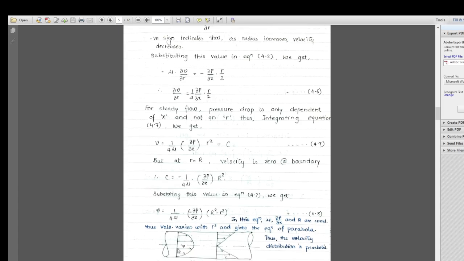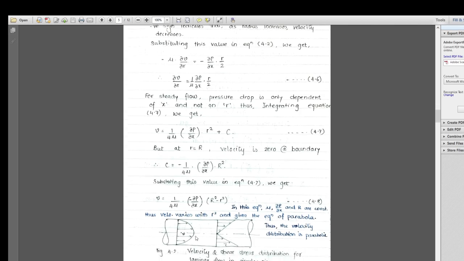So at the center, we know that small r is equal to 0, so the maximum velocity will be at the center. And at the walls, r is equal to capital R, so R square minus r square will be 0. So at the walls, the velocity will be 0. The velocity is 0 at the boundaries of the pipe.